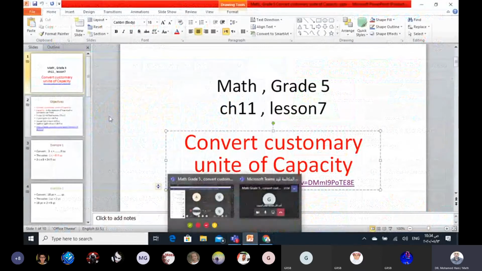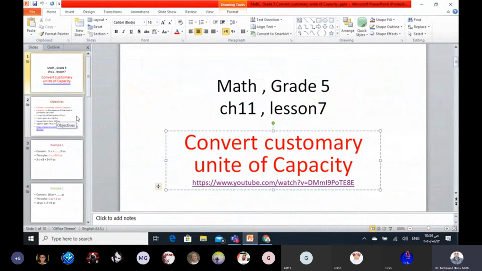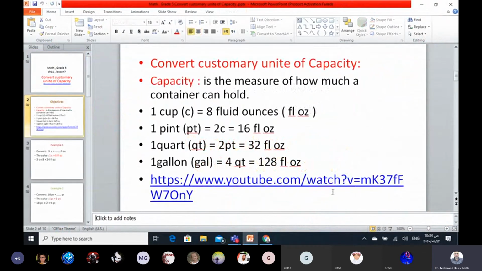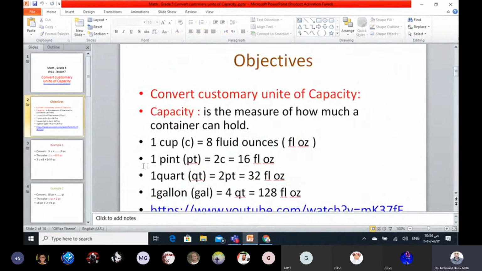This song is about our lesson, to know what the meaning of convert customary unit of capacity. Today we want to learn what the meaning of convert customary unit of capacity. What is the meaning of capacity? Capacity is the measure of how much a container can hold.